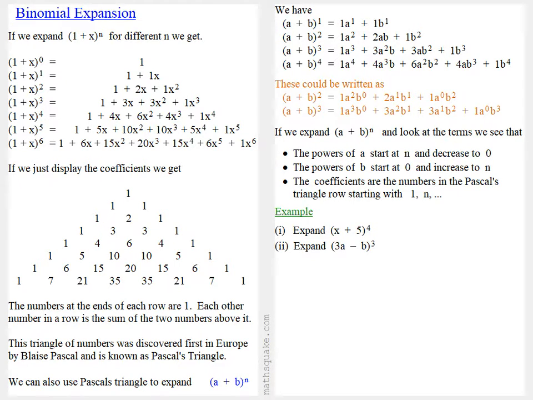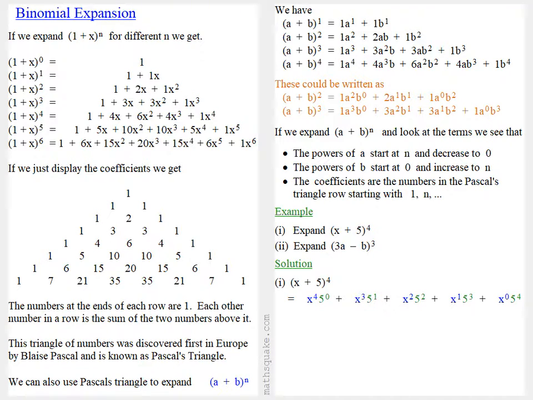So let's have a look at a few examples that show how we can expand a binomial expression. In example 1, we want to expand x plus 5 to the power 4. Well, to solve this, we can start by putting in the powers of x and 5 and then adding in the coefficients later. So we start with x to the 4, 5 to the 0, plus x to the 3, 5 to the 1, plus x to the 2, 5 to the 2, plus x to the 1, 5 to the 3, plus x to the 0, 5 to the 4.